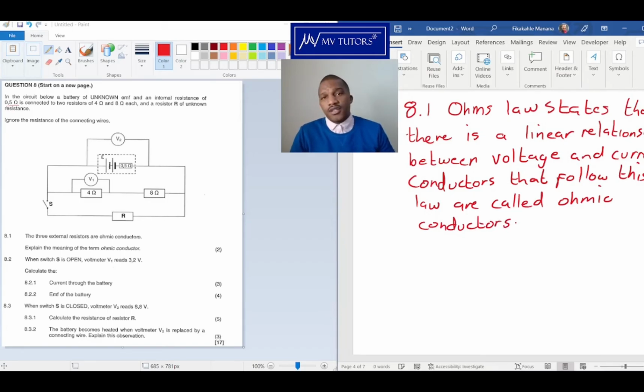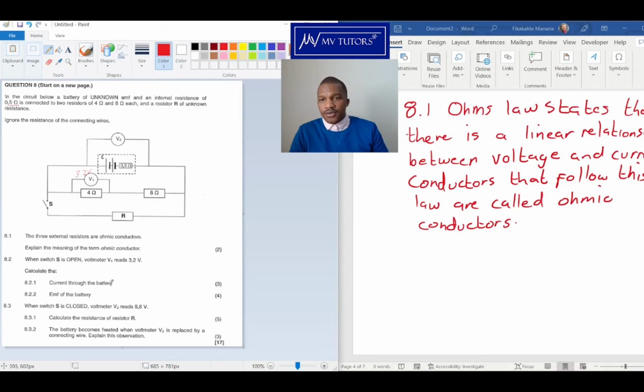So all I did here, I just had to define what Ohm's law says, and basically what I'm saying now is that ohmic conductors are just conductors that obey Ohm's law. But then I had to define Ohm's law for you so that you see the connection. And then it says 8.2, when switch S is open, there it is, S is open, voltmeter V1 reads, so V1 is over there, it reads 3.2 volts. Okay, cool.